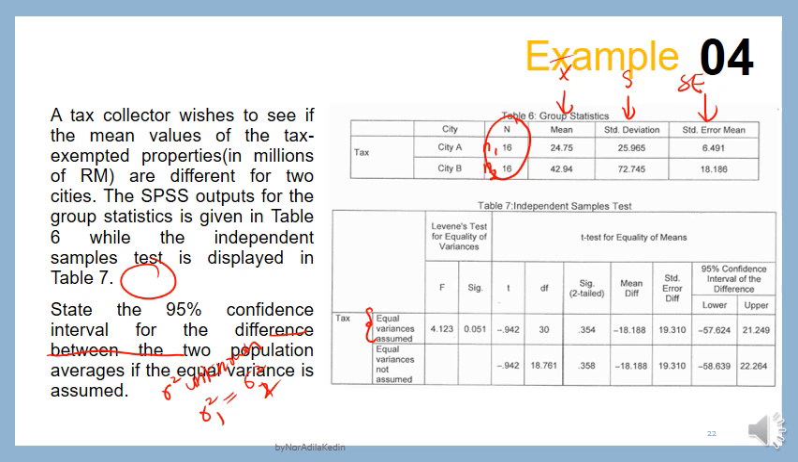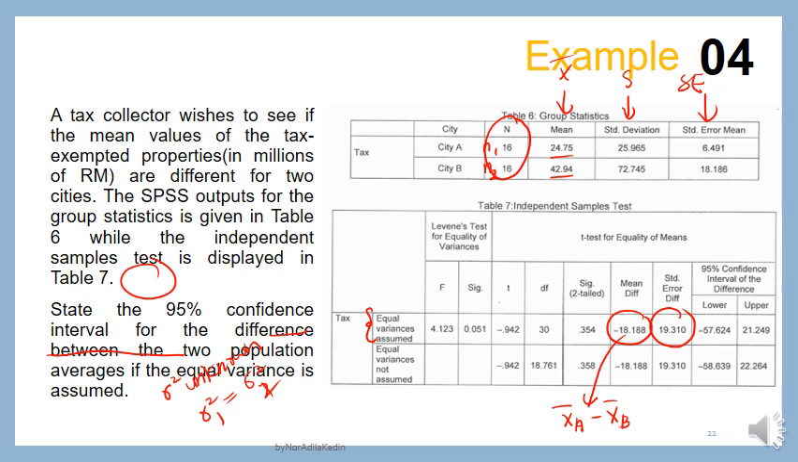Okay, so dia bagi dekat sini mean difference. Mana dia dapat negatif 18.188. Okay, so daripada sini, ini sebenarnya adalah mean difference. Mean untuk CTA 24.75, mean CTB 42.94. So, awak nak tahu CTA tolak CTB ke CTB tolak CTA? Sebab ni negatif, dan dia buat X bar untuk A minus X bar untuk B. And this is the standard error.